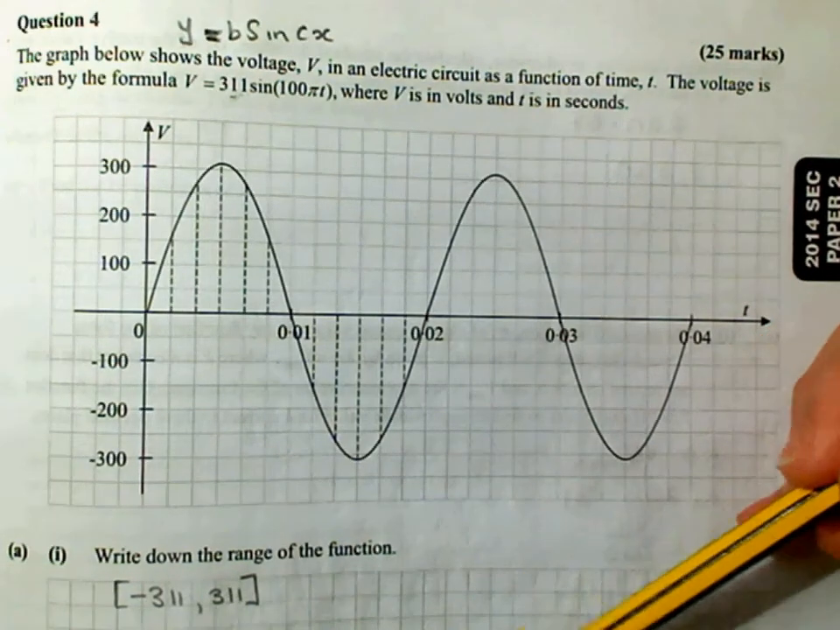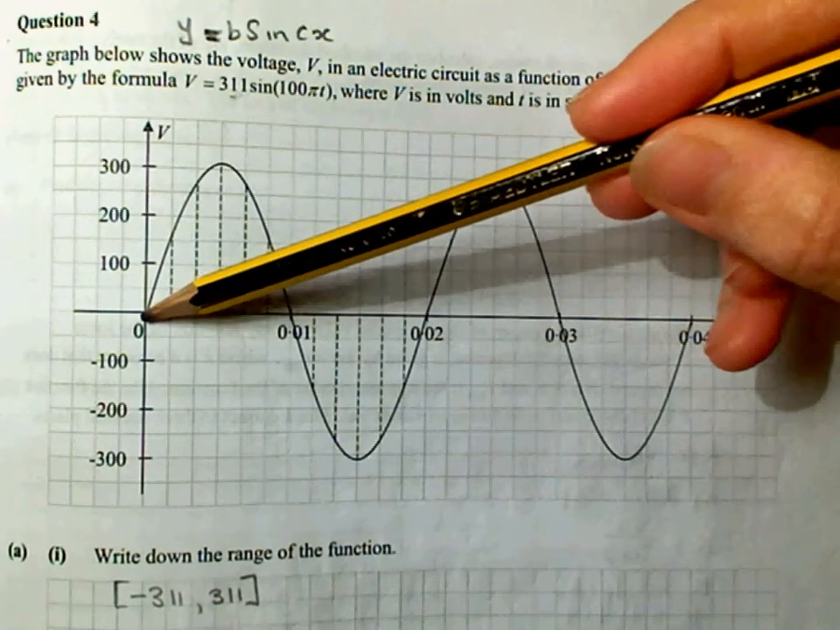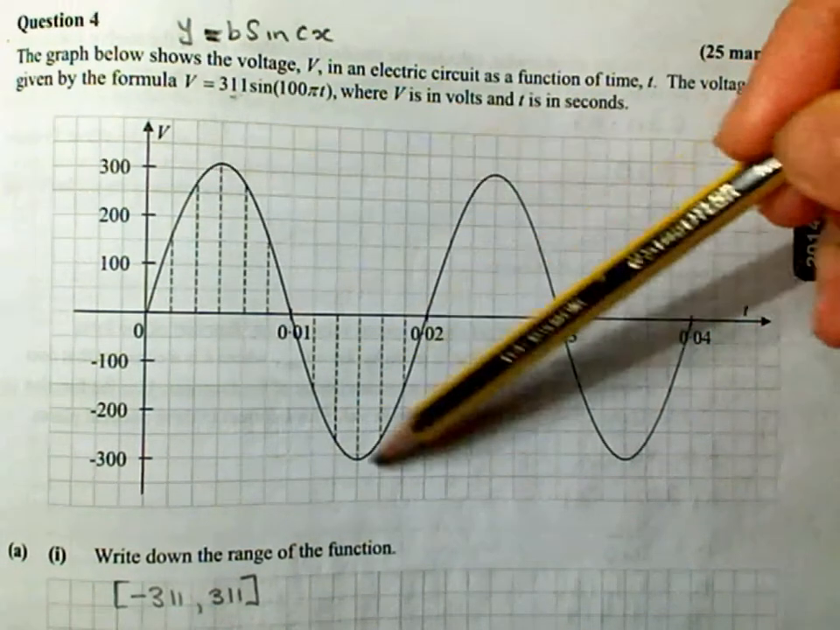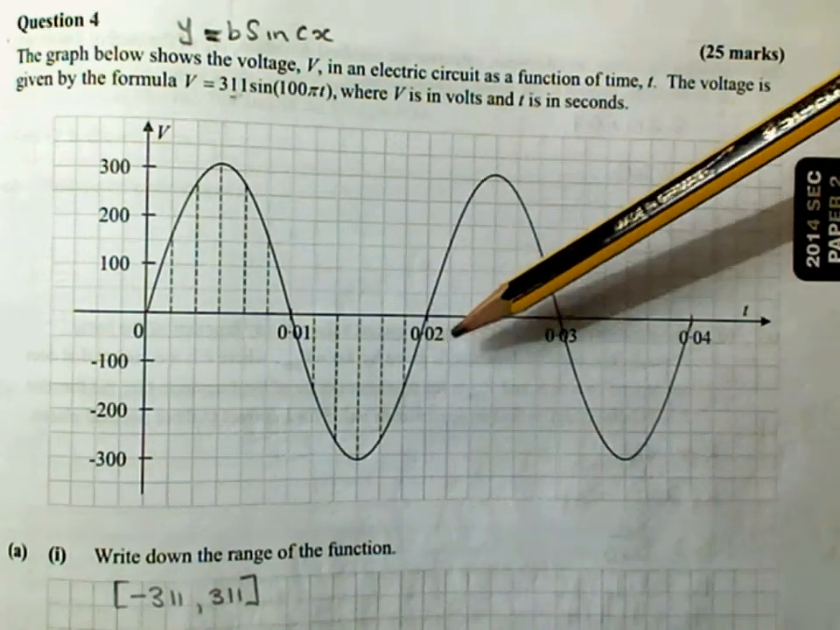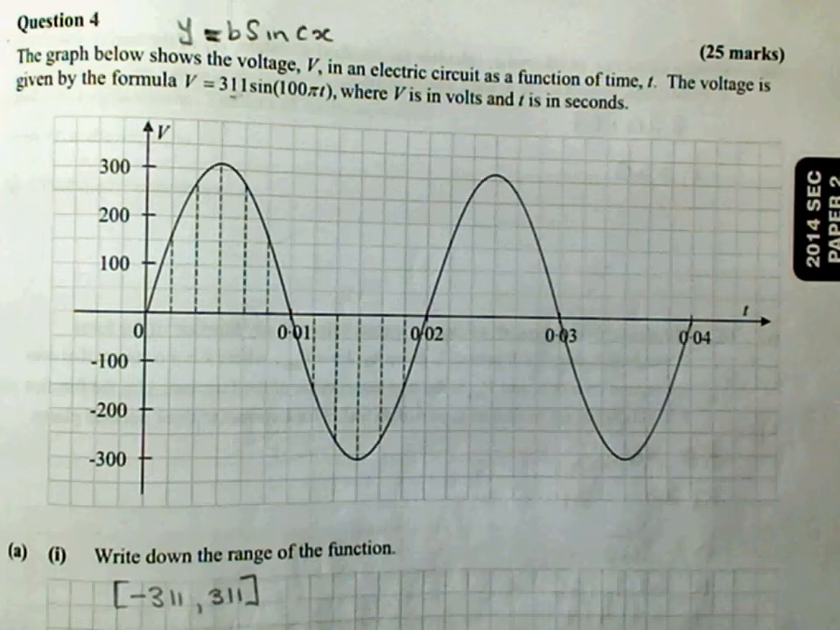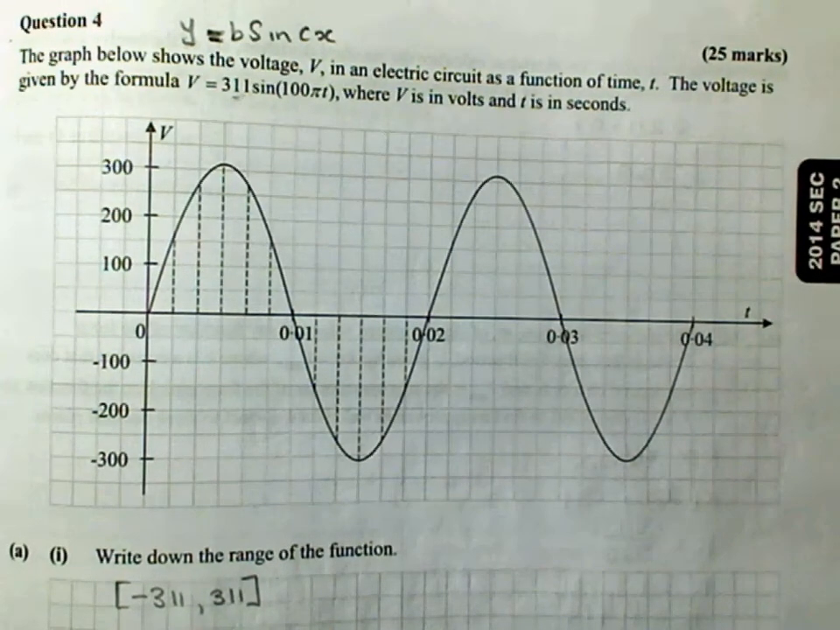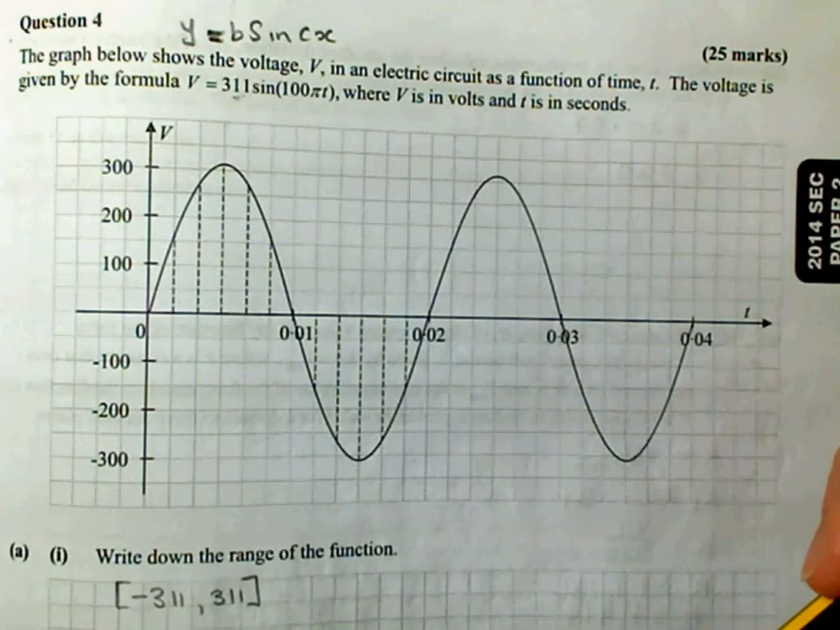Now, in part 2 of the question, how many complete periods are there in 1 second? Now, looking at the graph, you can see that the period of the function is 0.02. And 0.02 is 2 over 100, which breaks down to 1/50th. So it's 1/50th of a second, or 50 complete periods in 1 second.